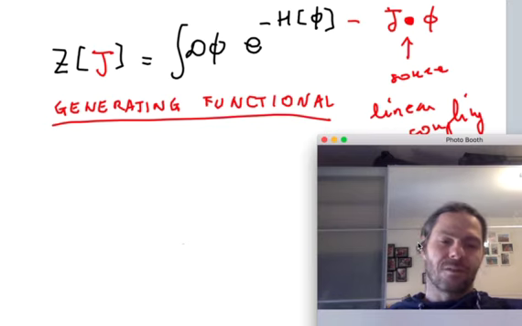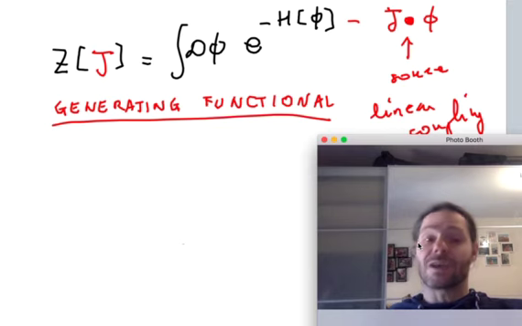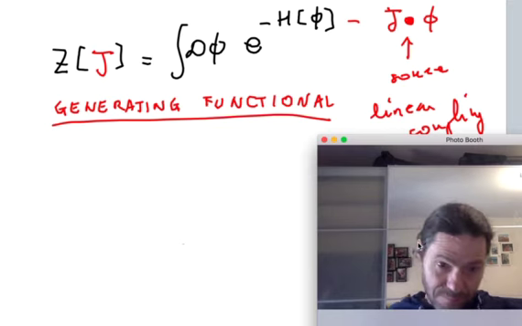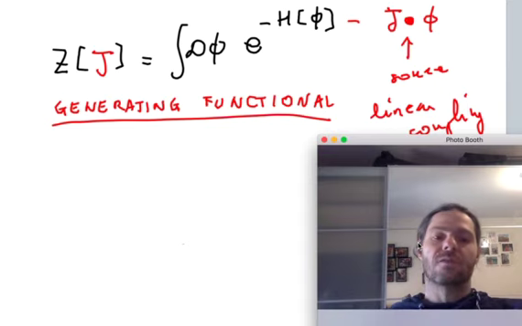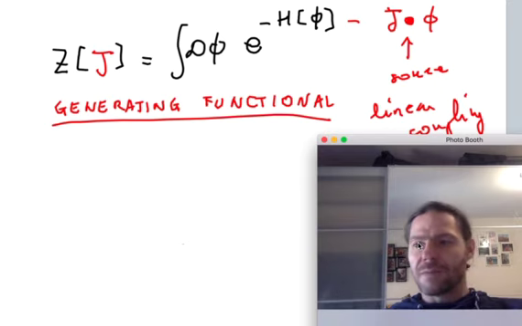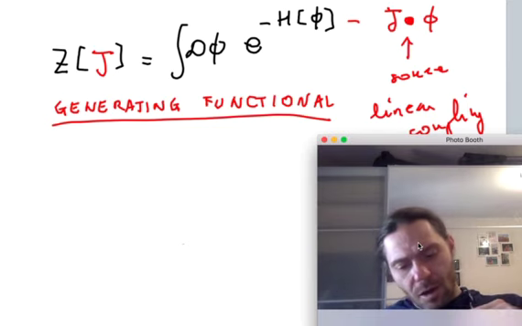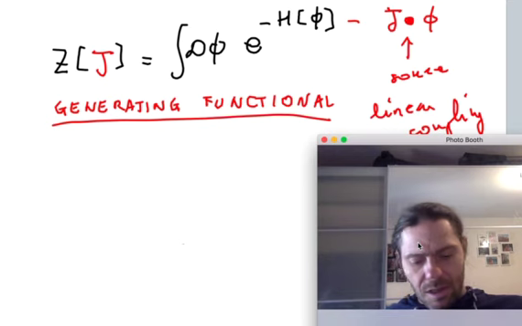So what it means exactly is that if you can calculate the generating functional for arbitrary j, then what you have access to is the complete set of correlation functions in my system. This sounds like a rather obscure sentence.